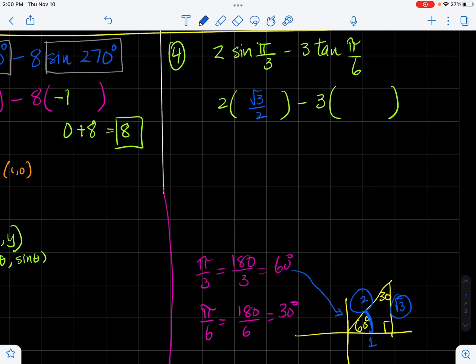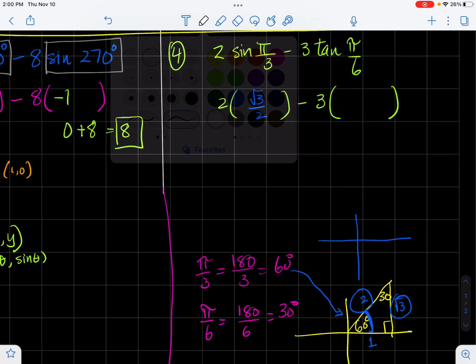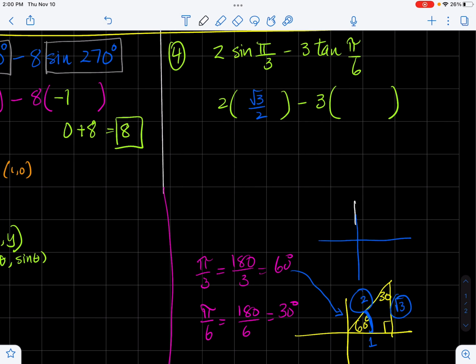Tangent of pi over 6. Again, pi over 6 is in the first quadrant, and it is 30 degrees, so we're creating pretty much the same triangle, except 30 is at the bottom. Left side would be 1, 2, and root 3. And then this is the opposite, that's the hypotenuse, and that's the adjacent. Tangent deals with TOA, so that's opposite over adjacent, which is 1 over root 3.